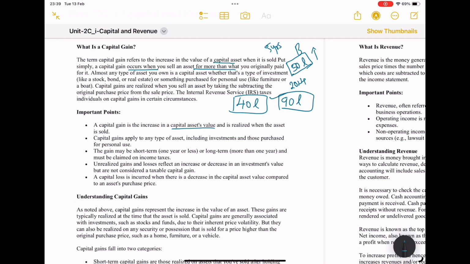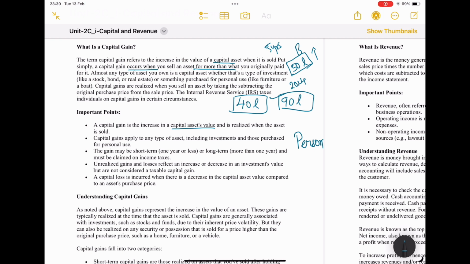Capital gain applies to any type of asset, including investments and those purchased for personal use also. So in the capital gain topic, there is no bifurcation like it should be only for business purposes and not personal, nothing like that. Capital gain is calculated for persons. In the basic chapter we learned about persons.